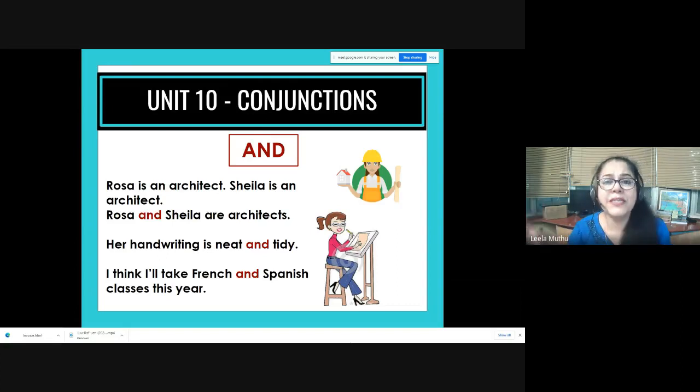We have made it into one sentence, which is short, easy, simple, just by adding the conjunction and. So Rosa and Sheila are architects. Finished, over and done with.